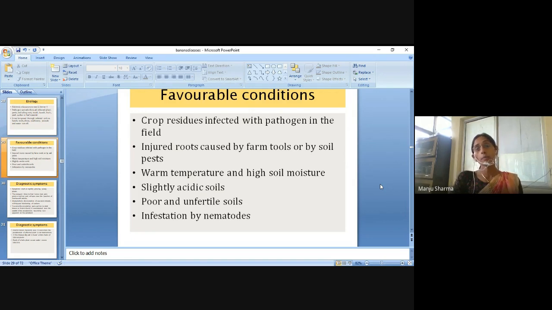Favorable conditions: crop residue infected with the pathogen in the field, injured roots caused by farm tools or by soil pests, then warm temperature and high soil moisture, then slightly acidic soil, poor and unfertile soil, and infestation by nematodes. So these are all the conditions which are favorable, and in these conditions the pathogen can cause the disease easily.